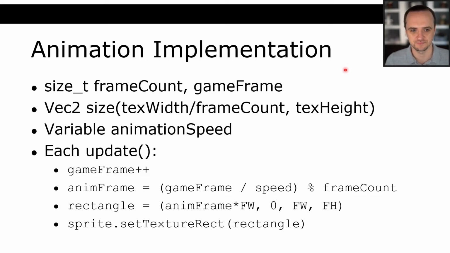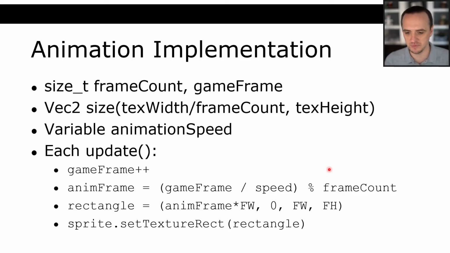So our animation class stores all these variables, and update is going to be called on every frame of the game. And so what's going to happen? Well, we're going to update the amount of frames that this animation has been alive. That's the first thing that we do. Then we have another variable, which is this animation frame. That is going to compute and store the current frame of animation that we want to display. That is going to be equal to the game frame divided by speed mod frame count.